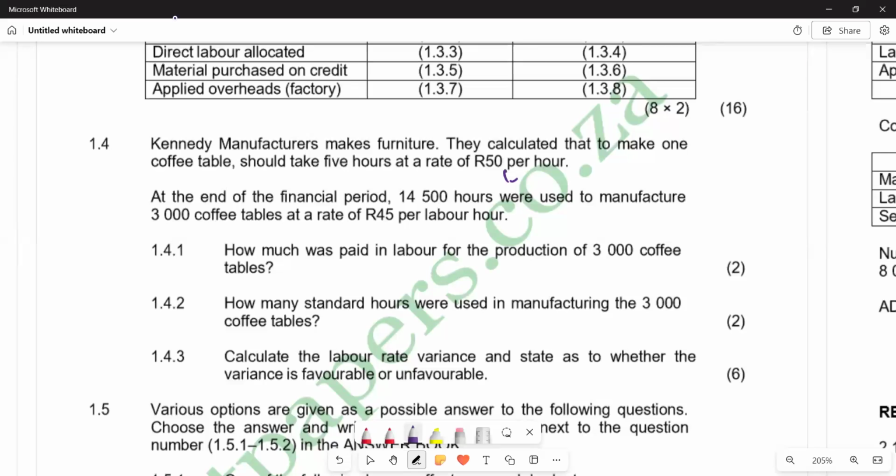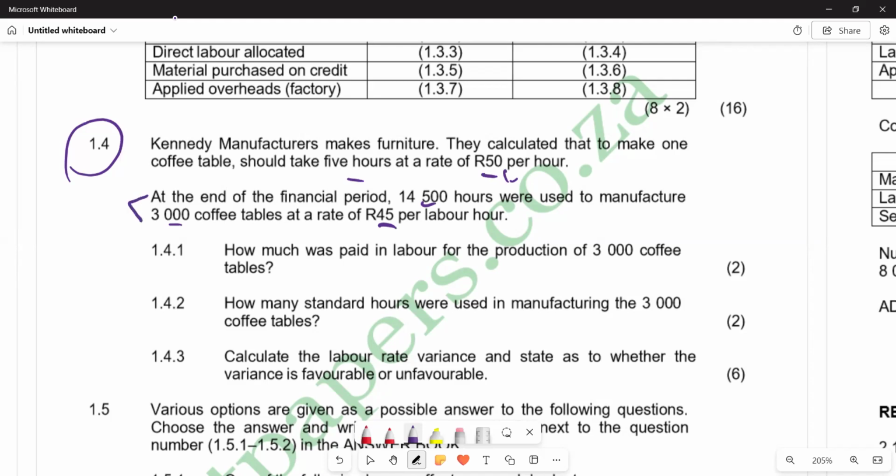Question 1.4 reads: Kennedy manufacturers makes furniture. They calculated that to make one coffee table should take 5 hours at a rate of 50 rand per hour. At the end of the financial year period, 14,500 hours were used to manufacture 3,000 tables at a rate of 45 rand per labor hour. On the first part of the question, 1.4.1, how much was paid in labor for the production of 3,000 coffee tables? You know that the actual production is being reported in this part.